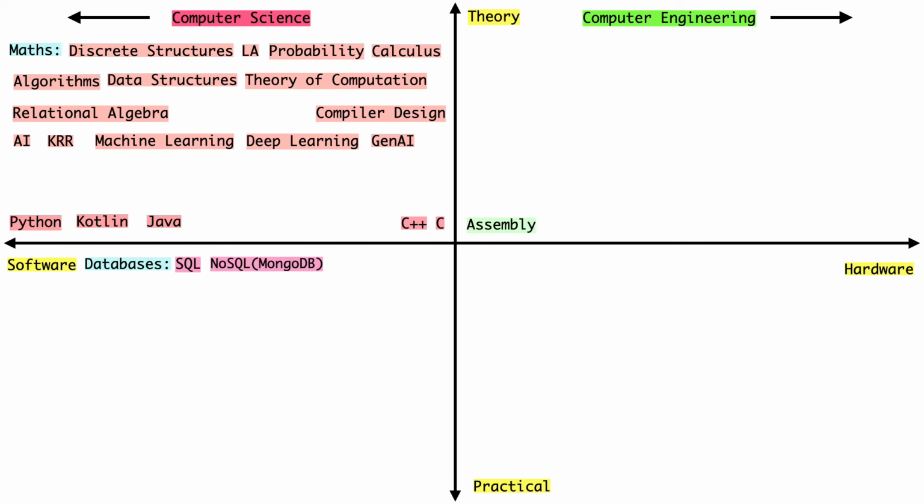And we have practical oriented courses. So here we can see the y-axis. The bottom ones are practical courses and the top ones are theoretical. So in the bottom left, we have more practical oriented computer science courses, like databases. We study SQL, where we write queries and do all the CRUD operations.